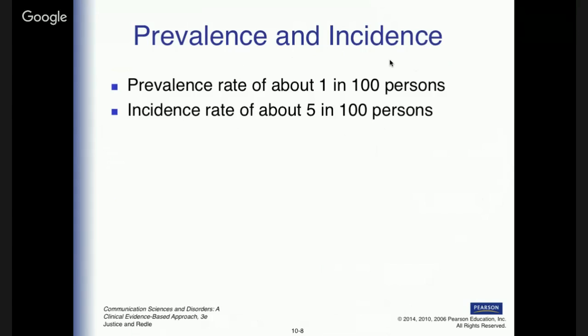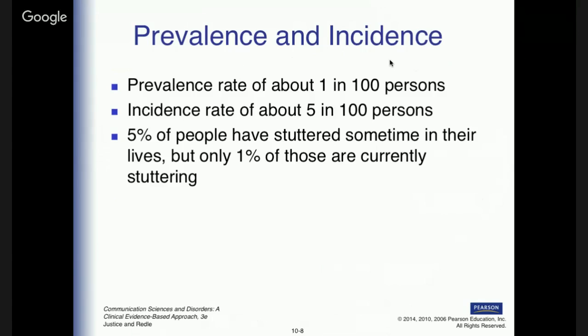The incidence rate, how many people will say, yeah, I stuttered when I was little, or I got into a car accident and I stuttered for 2 months, or I had a stroke and I stuttered for 3 months: about 5% of people at some time in their life will stutter. So there we go. 5% have stuttered at some time in their lives. Only 1% of those are currently stuttering.